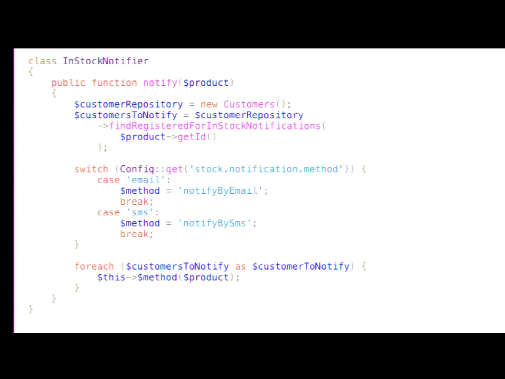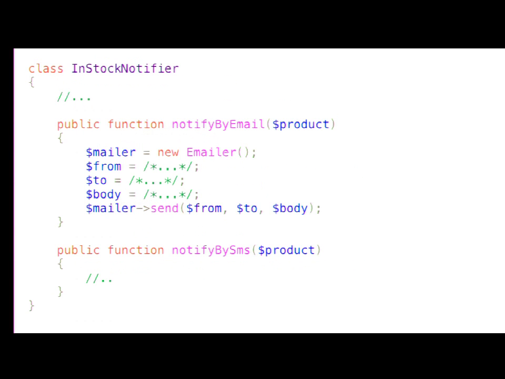We could use our config again. So we're asking our config object to tell us what the stock notification method is, and then, depending on the case in the switch statement here, we're going to call a different method. So if it's email, we'll notify by email. If it's SMS, we're going to notify by SMS. And then we have these methods inside the in-stock notifier. So you can see we've made it a bit more extensible.